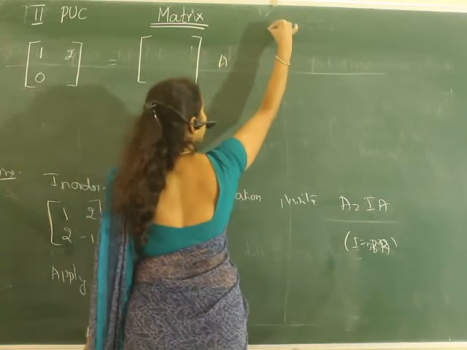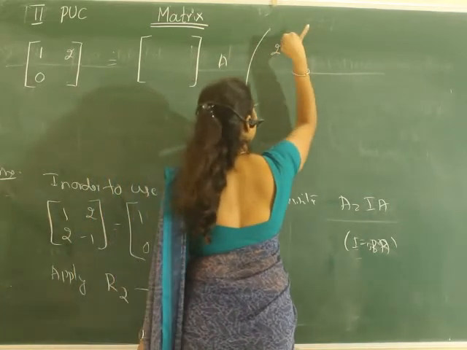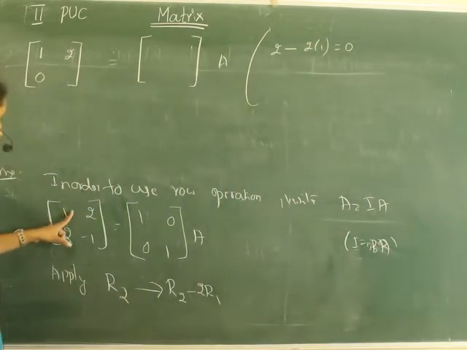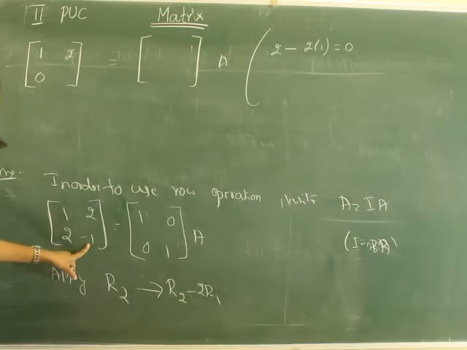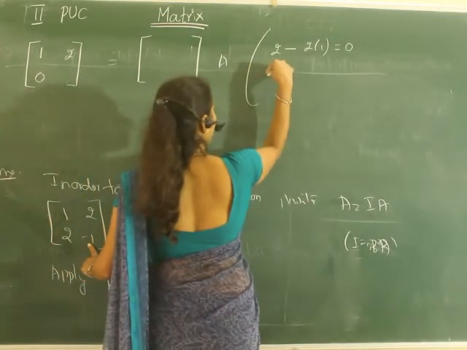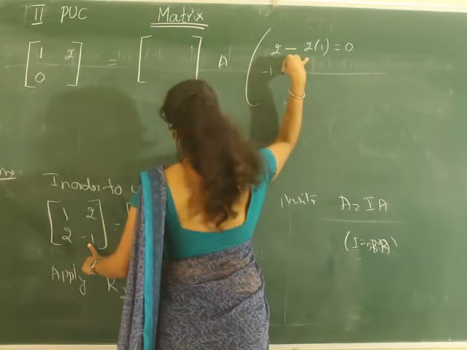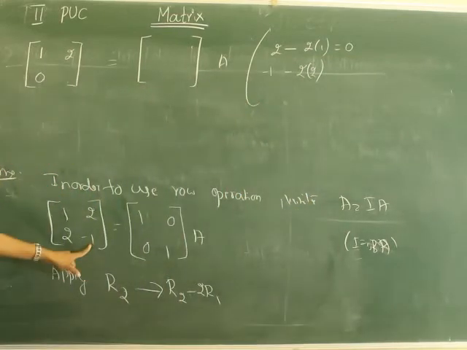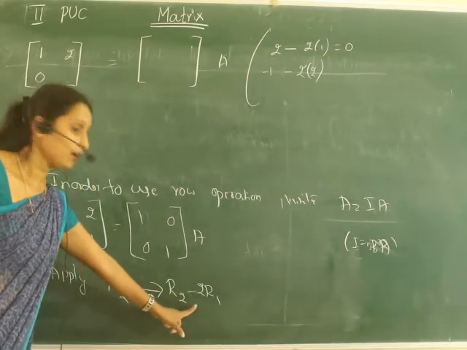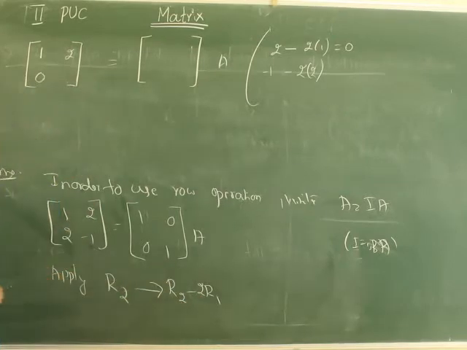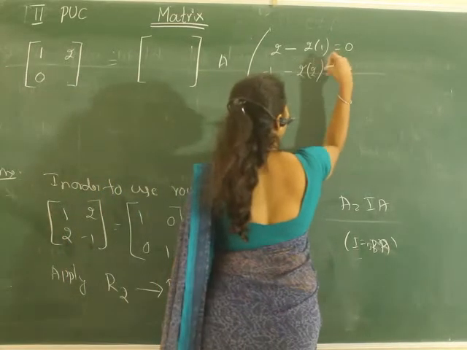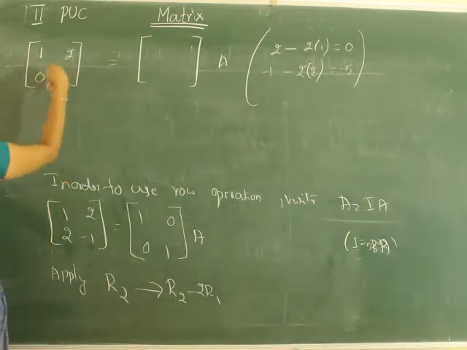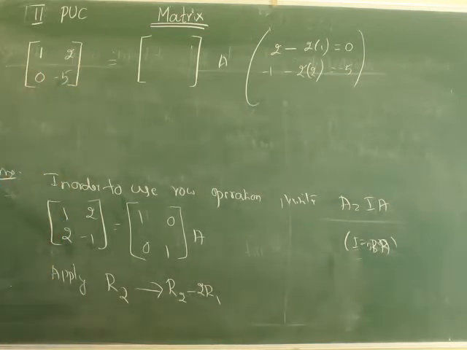If you want, you can write R2 in brackets: 2 minus 2 into 1, which is 0. Next one is minus 1, minus 2 into 2. So minus 1 changes to minus 1 minus 2 into 2, which is minus 1 minus 4, that is minus 5. So it will be minus 5.